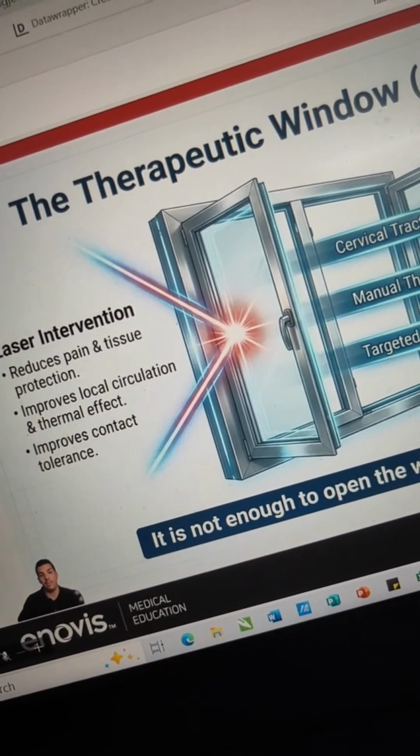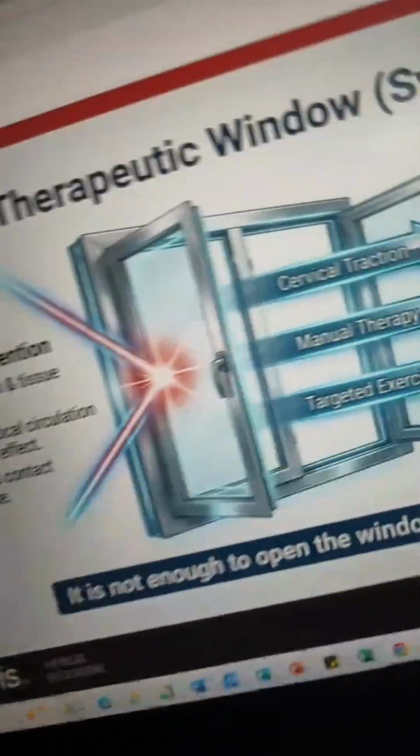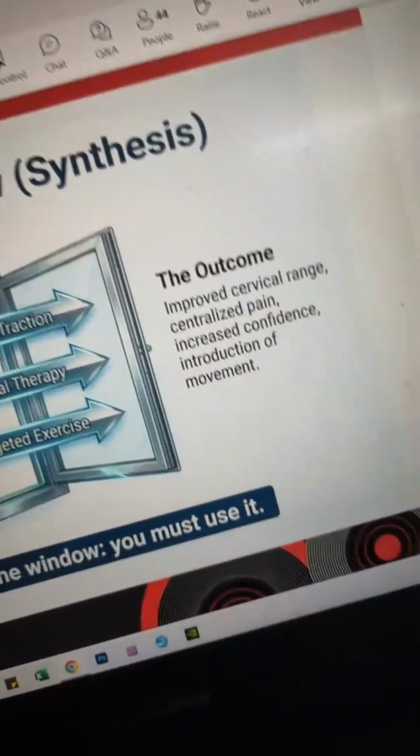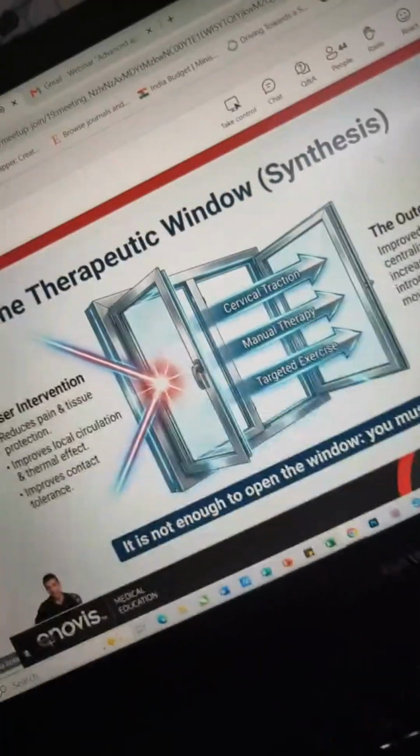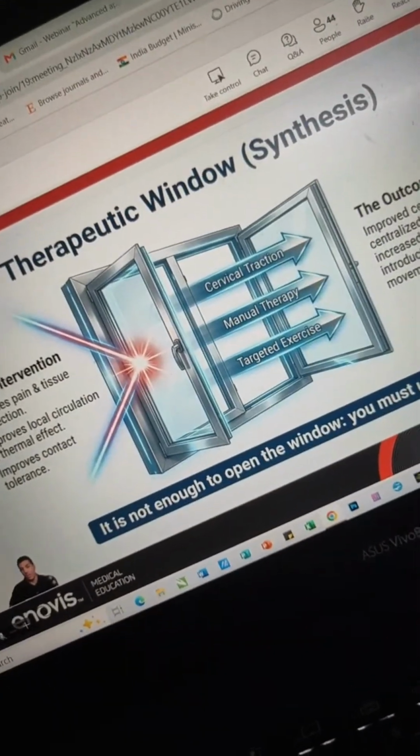The success of passive mobility is not going to be measured by its ability to facilitate an active intervention. It's not enough just to open the window, we have to make use of it. How do we integrate all of this?